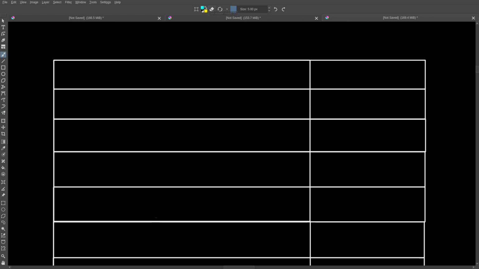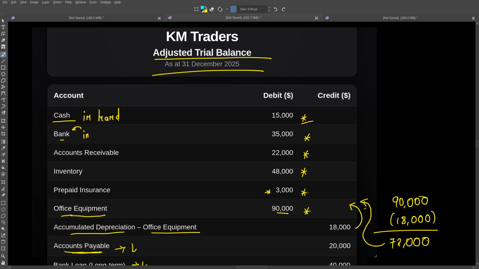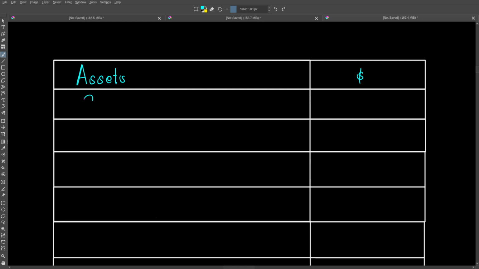Let's start with the first section, which is the assets. So you write assets. This is in dollars. Then let us combine these as cash balance. Basically, we add 35,000 plus 15,000 and just have it as a cash balance, whether it's physical cash or cash in bank. So here we have a cash balance of 50,000.